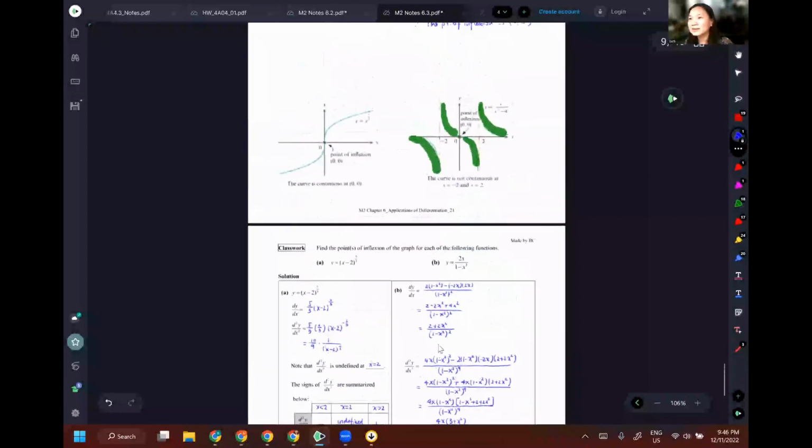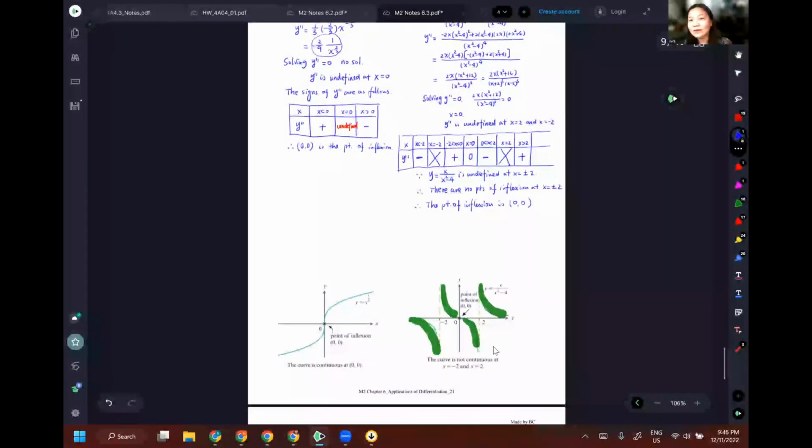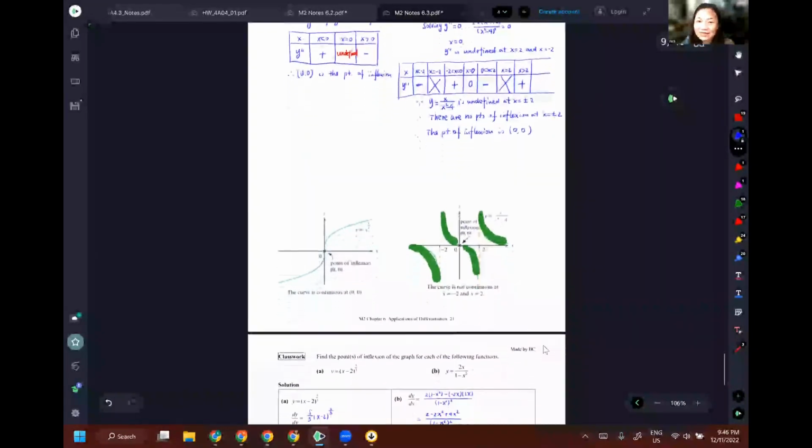It's a very similar situation to this graph. There is a change of concavity, but there is no point. Okay, that's all. That's all.